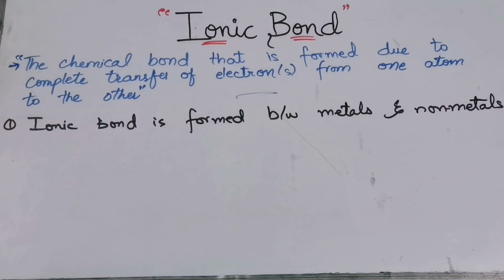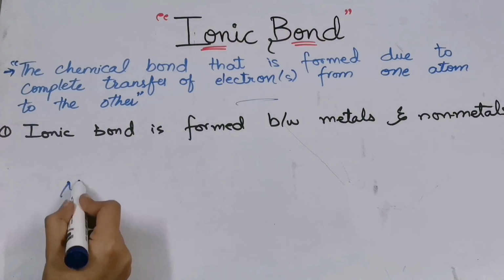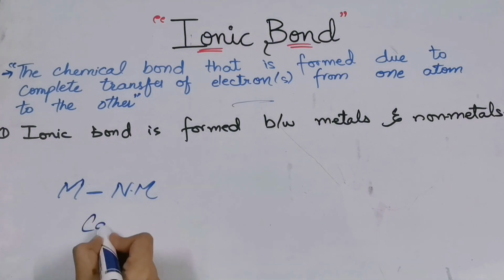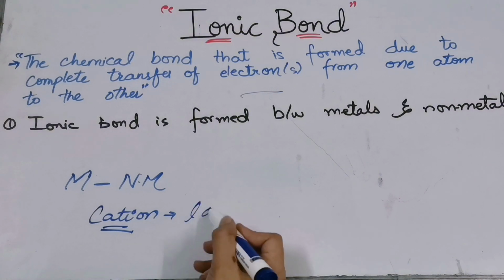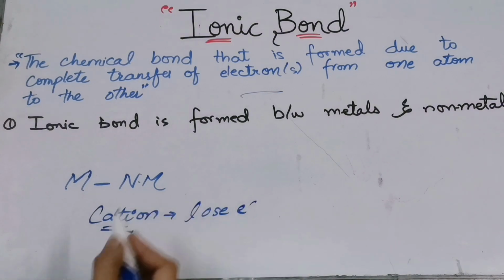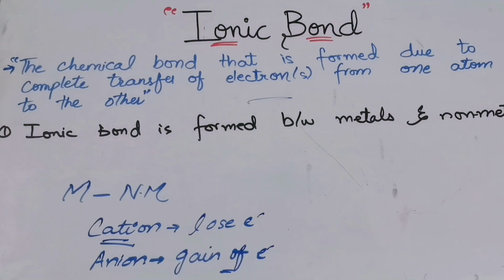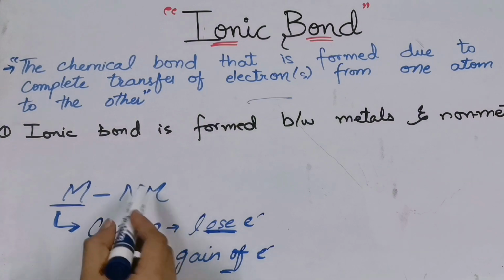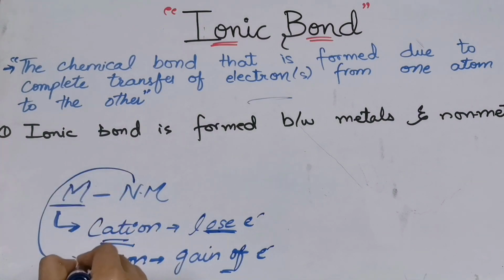Ionic bond is formed between metals and non-metals, meaning that the bond will be formed between the metal and the non-metal. Cations are formed when an atom loses electron, right? And anion is formed as a result of gain of electron. In this case, the metal will always lose electrons, so the one that loses electron will form cation. So metal will result in the formation of cation and non-metal will form anion.